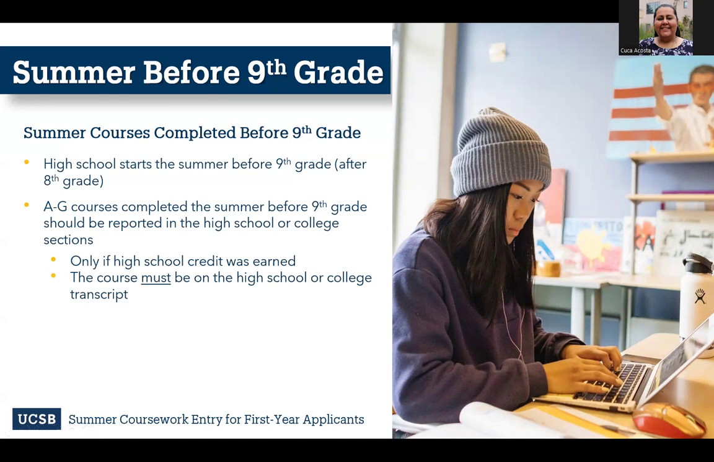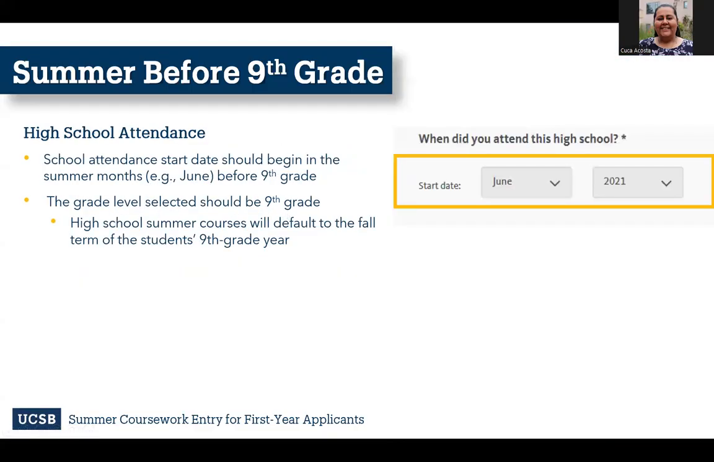So again, just to reiterate, only if high school or college credit was earned, and this or these courses, depending on how many courses the student completed, those courses must be listed on that high school or college level transcript. Now, in terms of how students should report the courses that they completed the summer before 9th, this is going to be the very first step in the UC application, specifically in the high school attended section, so that they can input their high school coursework earned.